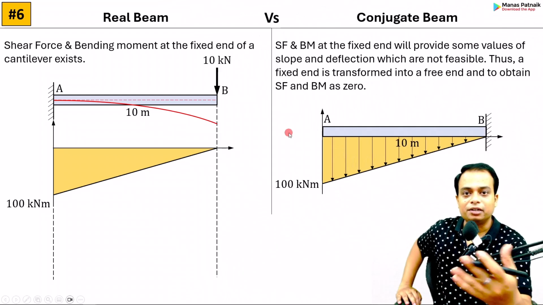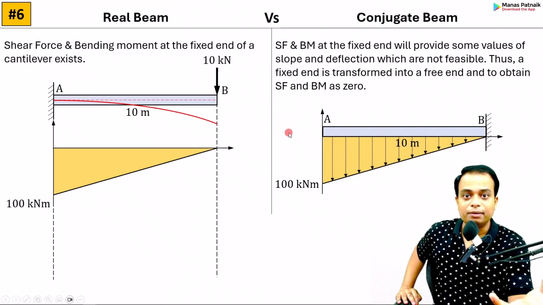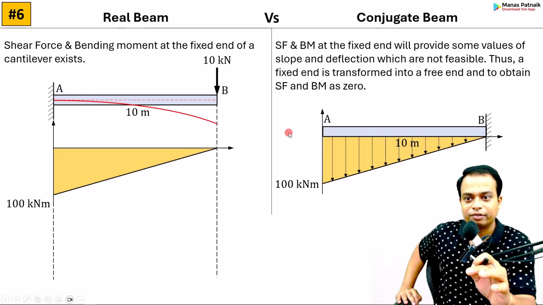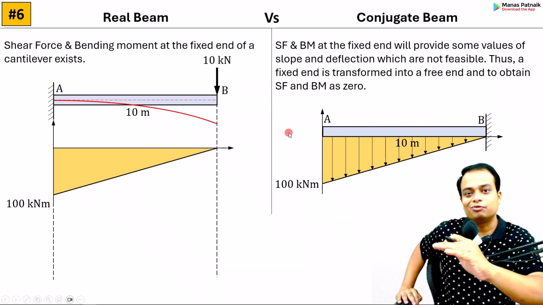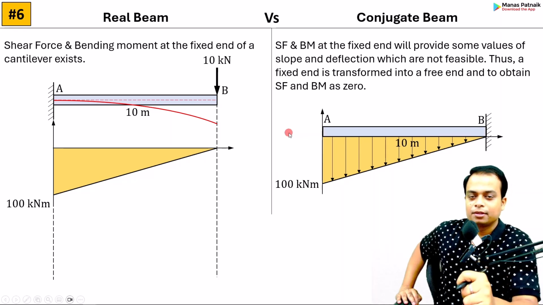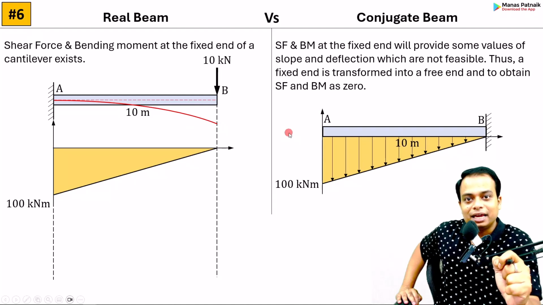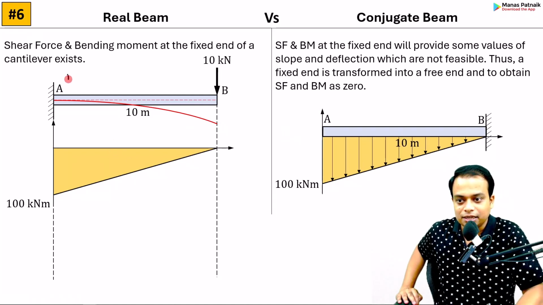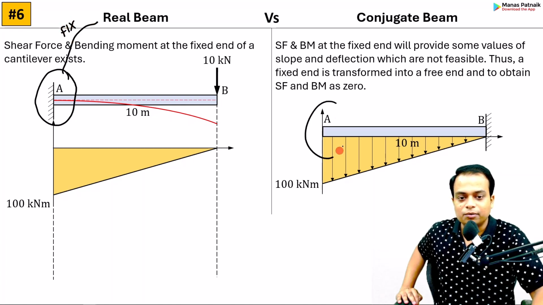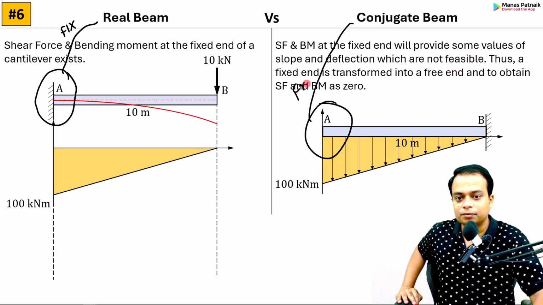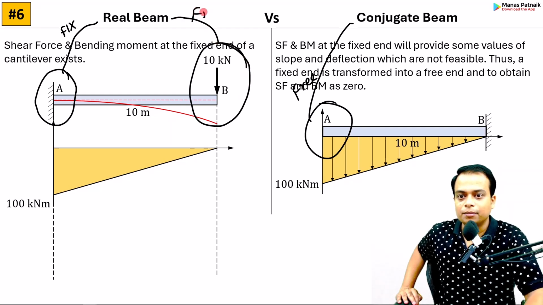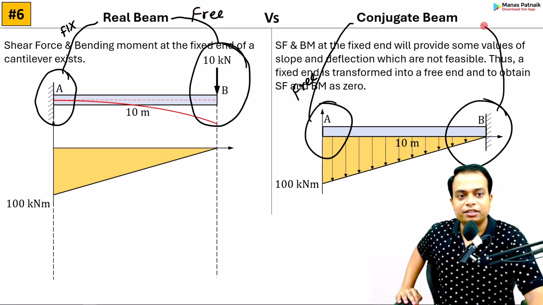If you have been watching my previous lectures on applying conjugate beam method to simply supported beams, you must have realized this, that the end conditions do not change when you make a transition from a real simply supported beam to a conjugate simply supported beam. However, when you deal with cantilevers, the end conditions change, as the fixed part of a real beam gets converted into a free end in a conjugate beam, and the free end in a real beam gets converted into a fixed end in a conjugate beam.